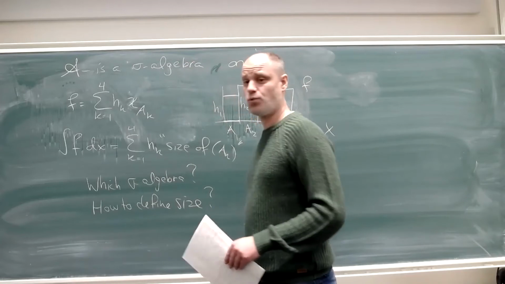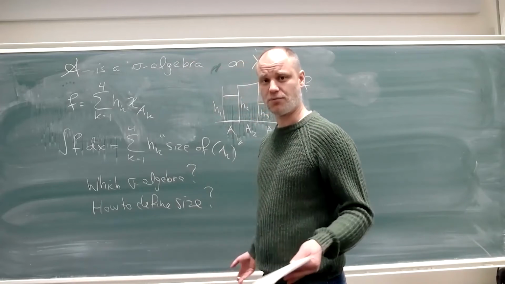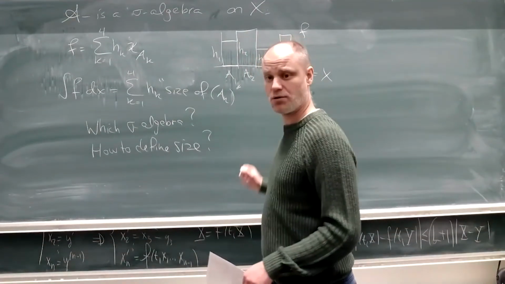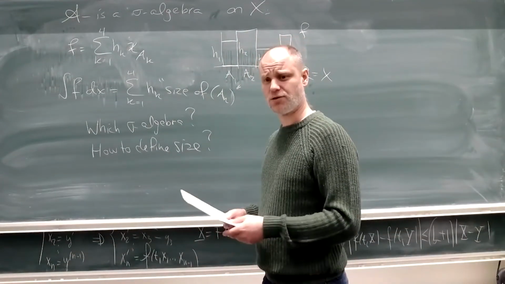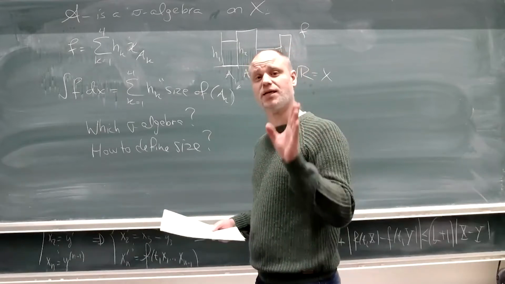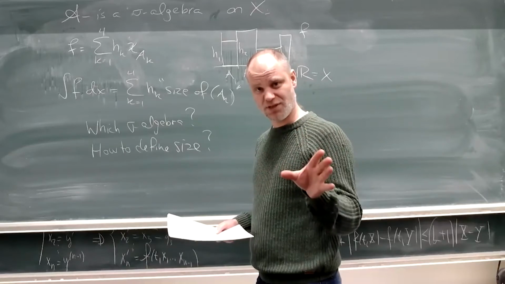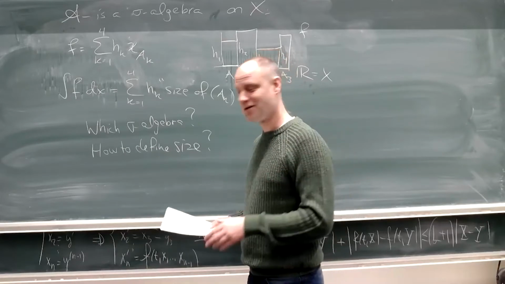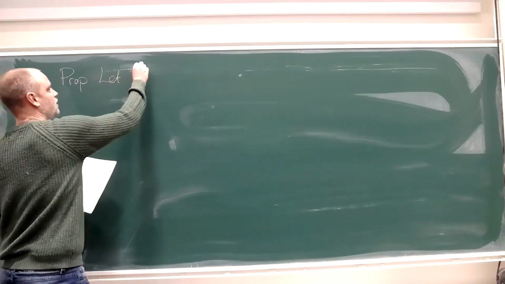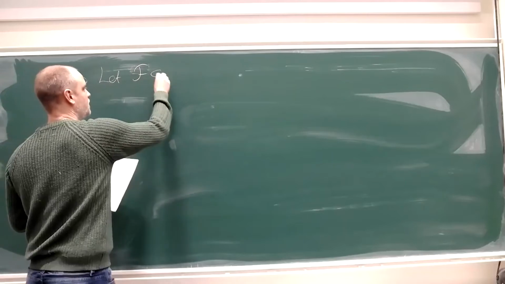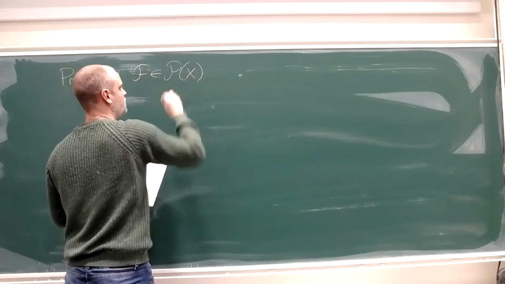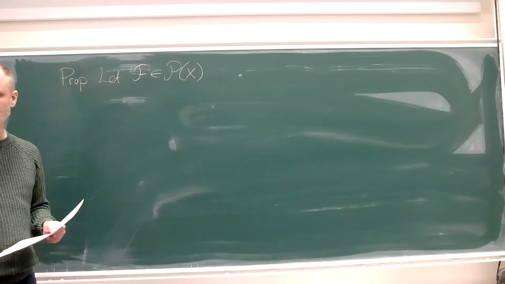So, do we have any meaningful examples of a sigma algebra? Well, let's at least try to find one on the real line. But even that turns out to be a bit complicated. So, here comes a proposition which will establish the existence of meaningful sigma algebras on the real line. Proposition: let F be a member of the power set of X, so a collection of subsets, nothing else.